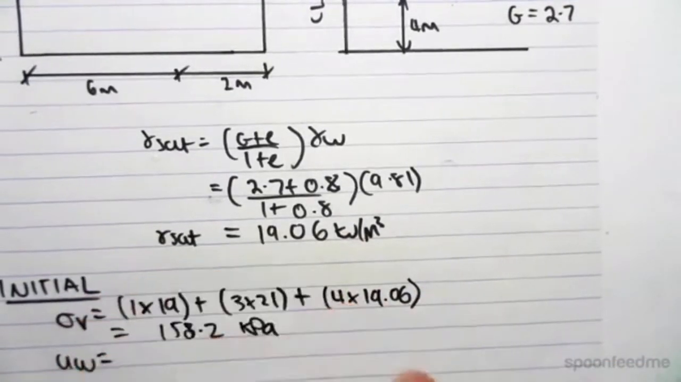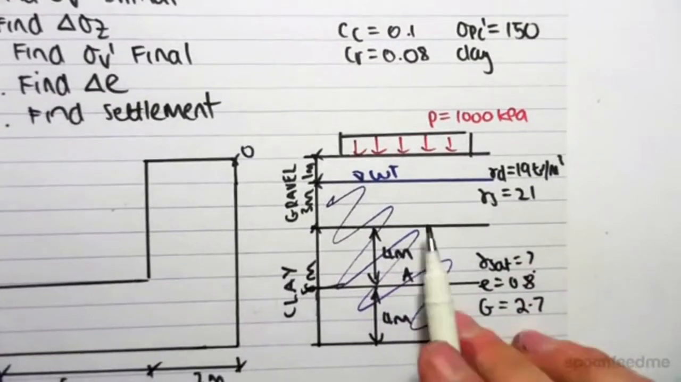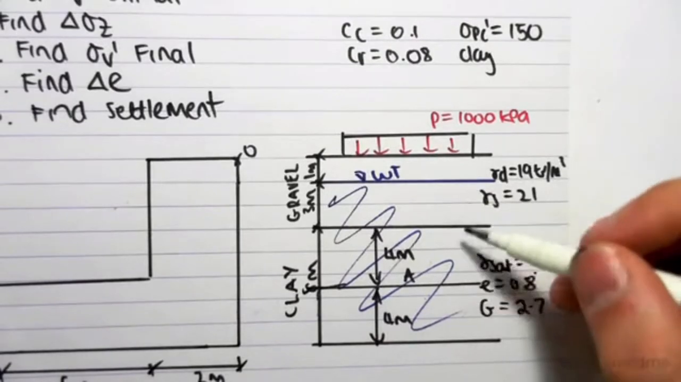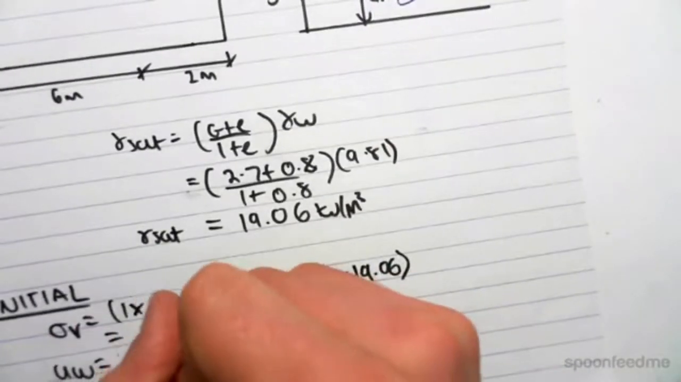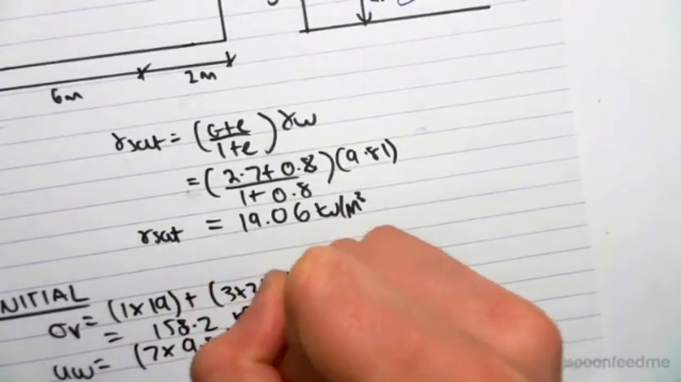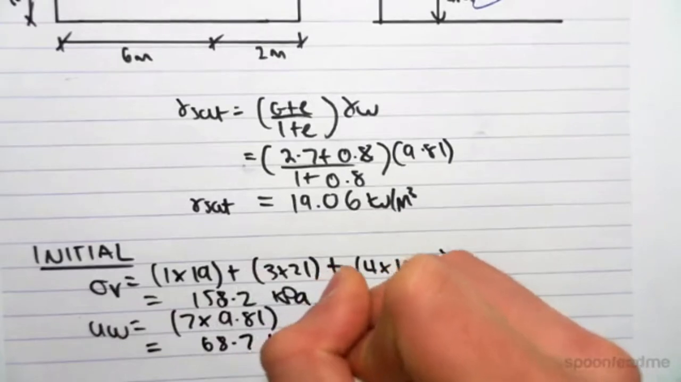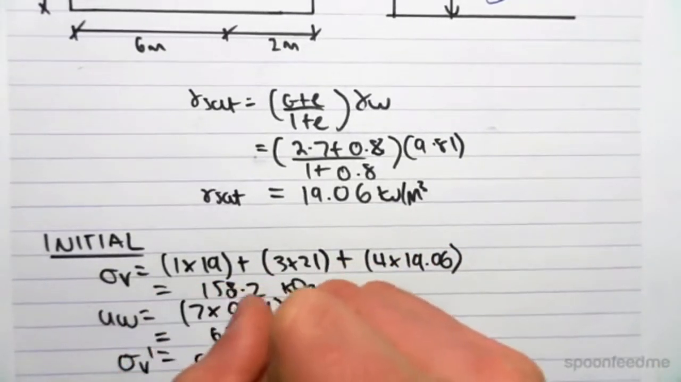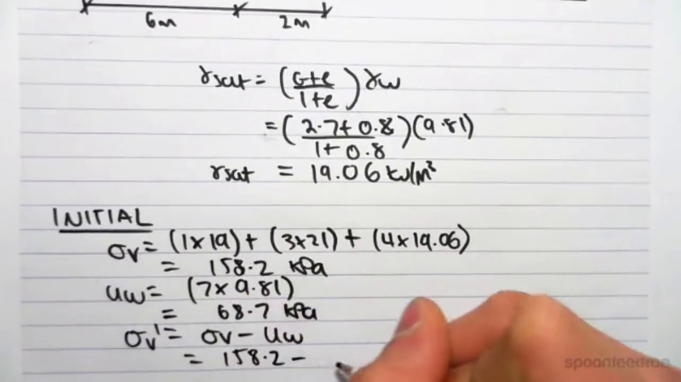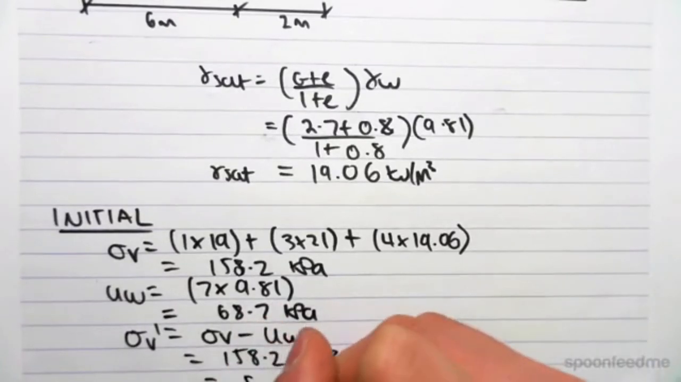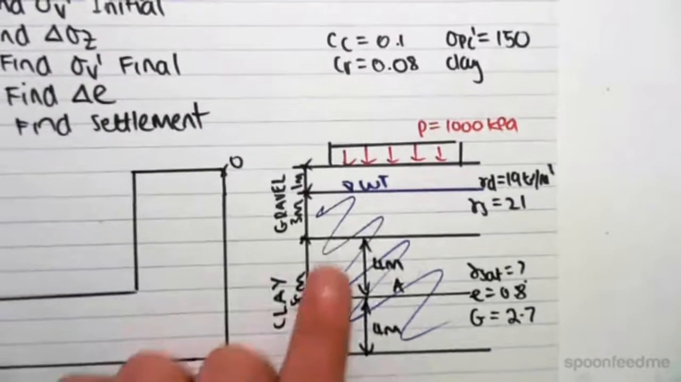Now we need to find the pore water pressure. Everything below the water table will be saturated. So the distance from our point to the water table is 3 plus 4 meters. So we have 7 meters of water, so 7 by 9.81. We'd get a value of 68.7 kPa. And then we know that our effective stress is the total stress minus the pore water pressure. So that would be 158.2 minus 68.7. We'd get 89.5 kPa as our effective stress initially. Okay, so this is when we don't have our foundation.